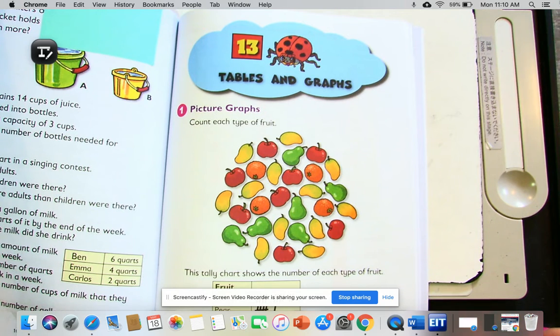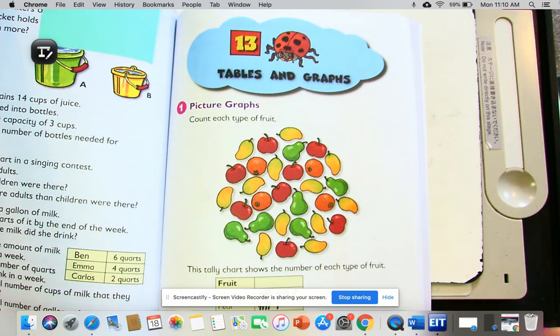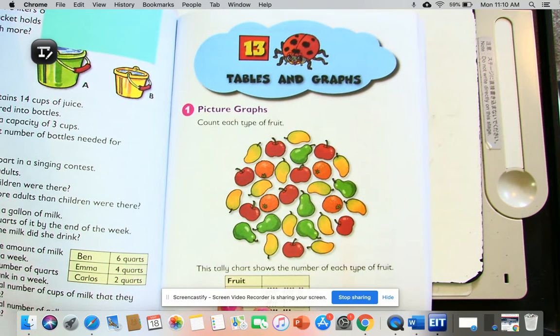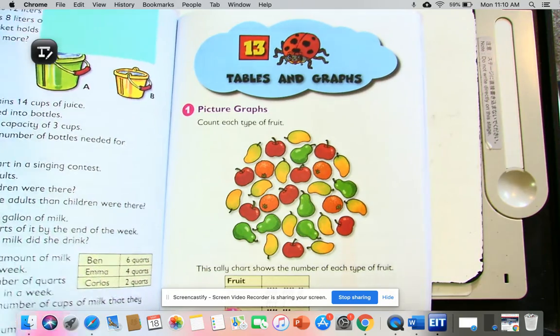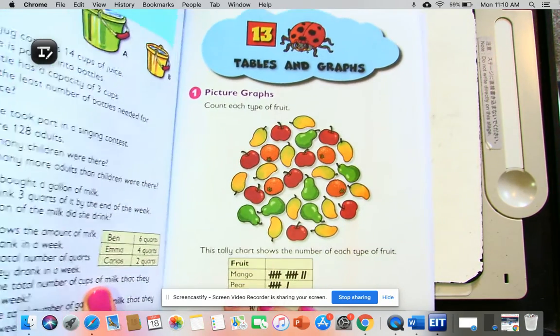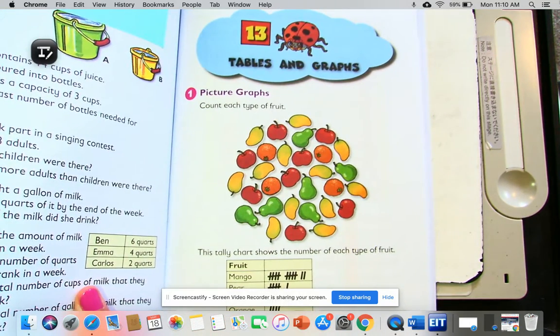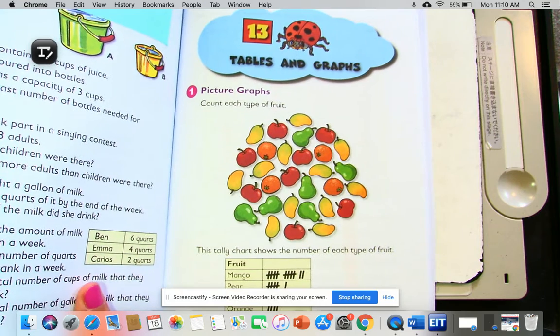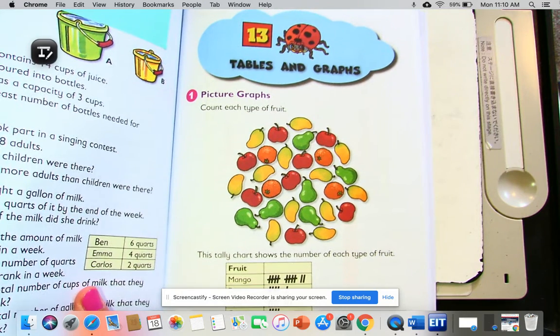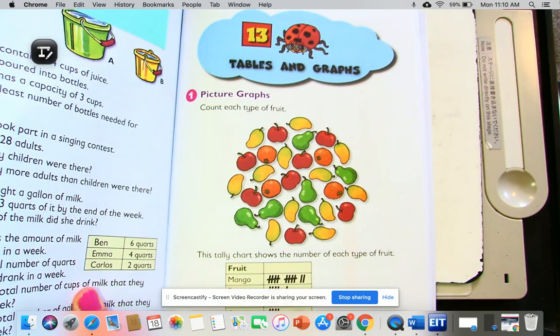Hello, mathematicians. Today we are going to look at our new unit about tables and graphs. And today we will be looking at picture graphs. So I'm going to walk you through a couple of pages in our textbook and we'll do a little activity together. So here it says picture graphs.